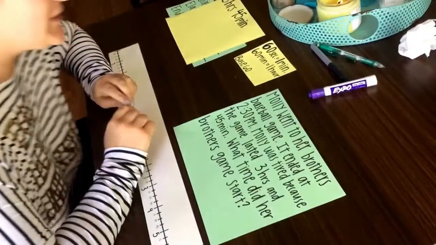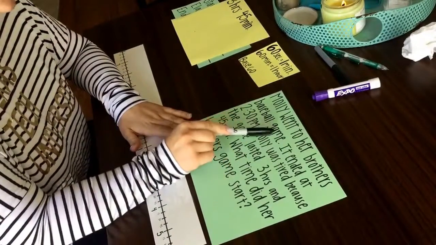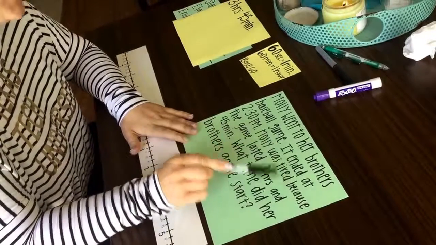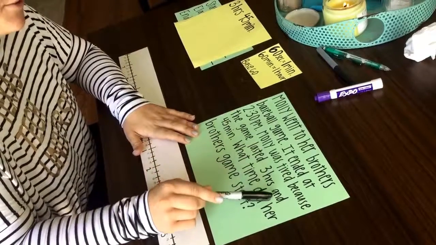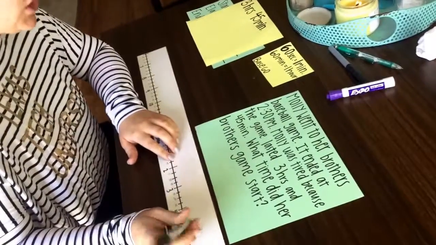Okay, today we're going to solve the word problem that says, Molly went to her brother's baseball game. It ended at 2:30 p.m. Molly was tired because the game lasted 3 hours and 45 minutes. What time did her brother's game start?